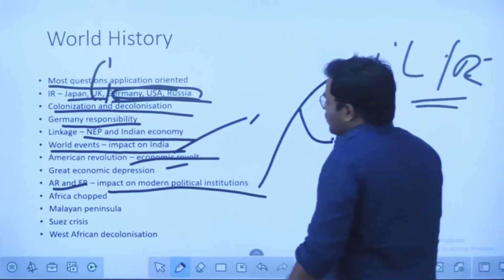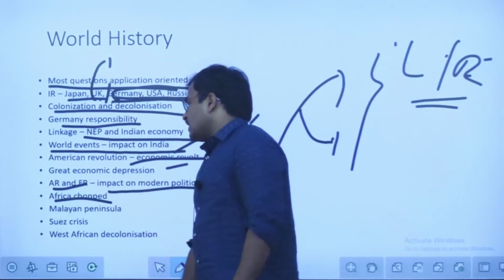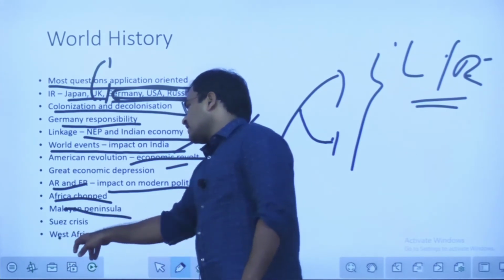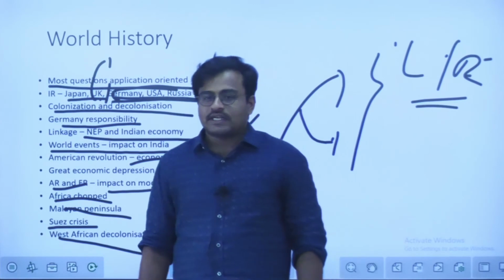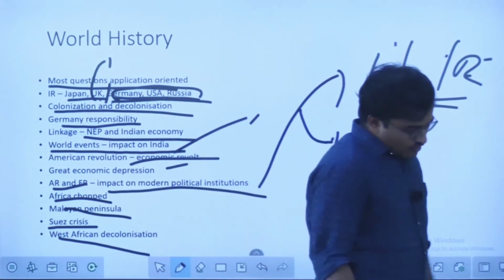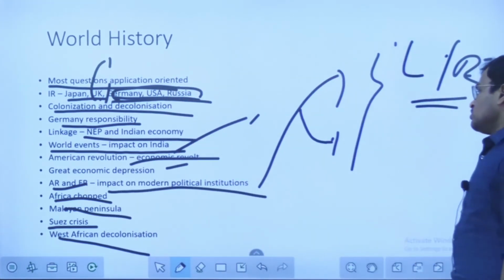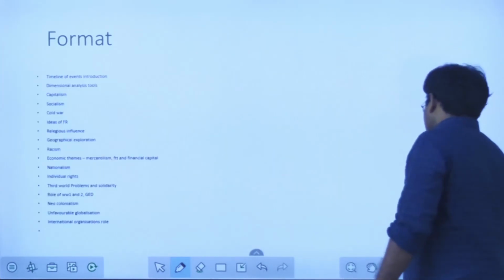Then there was a question on Africa chopped into artificial divisions, Malayan Peninsula decolonization, West African decolonization, and the Suez Crisis, which is one important question that has been asked. So in this fashion, these are the questions which have been asked.